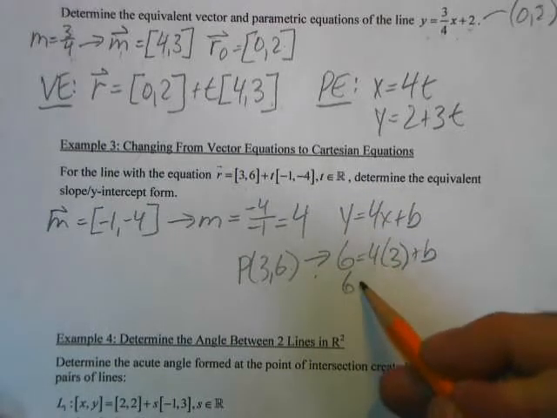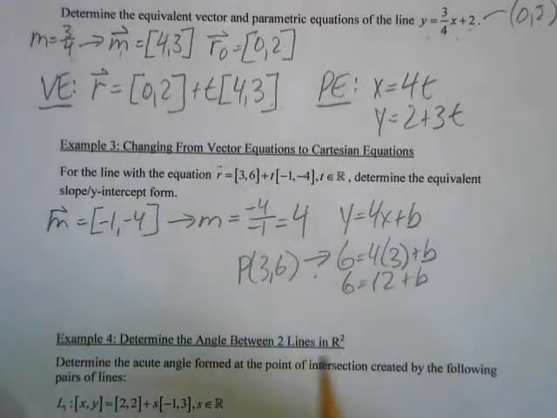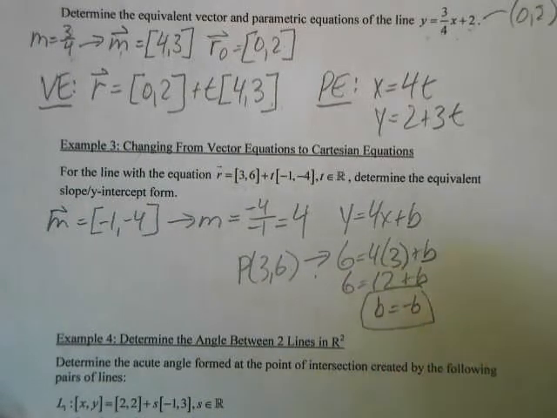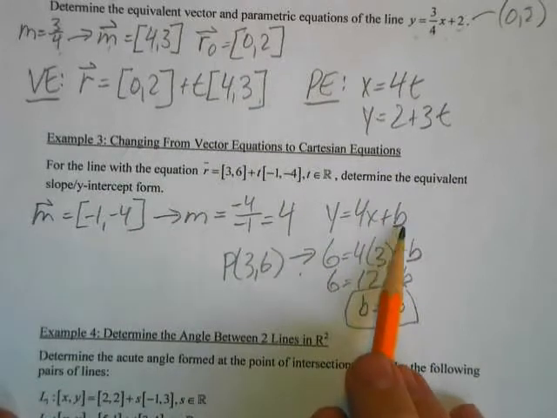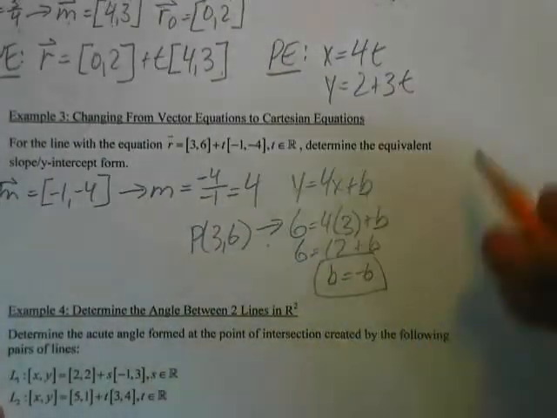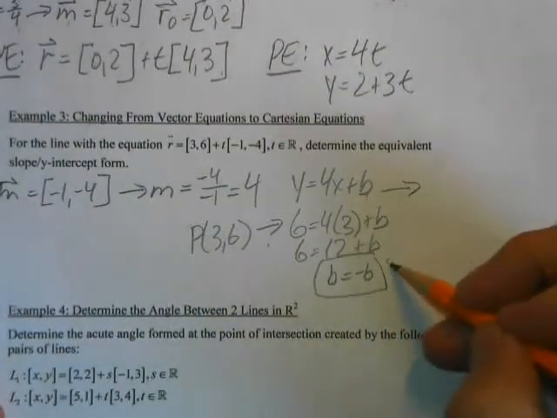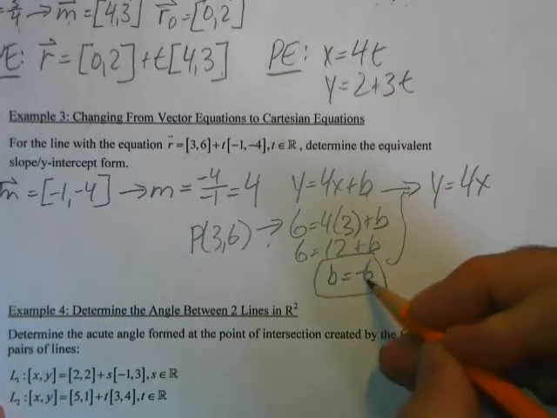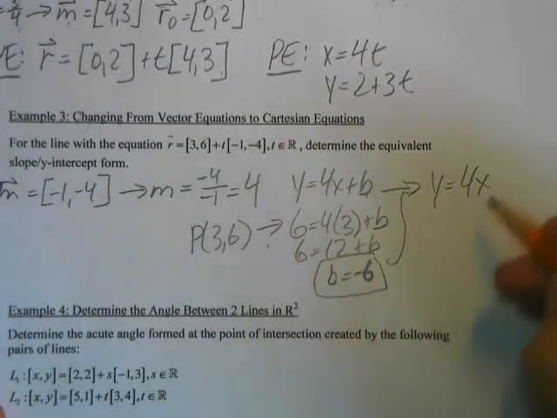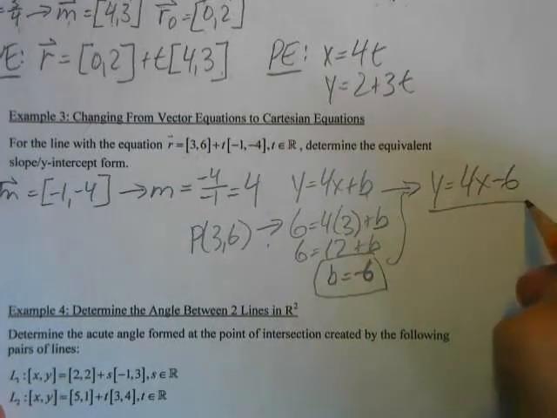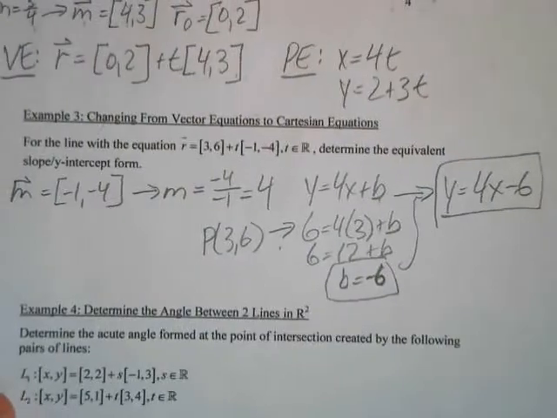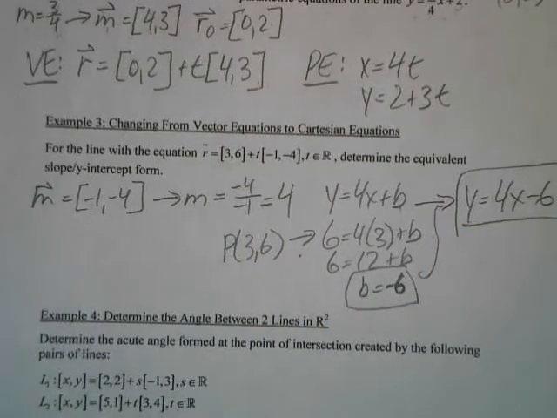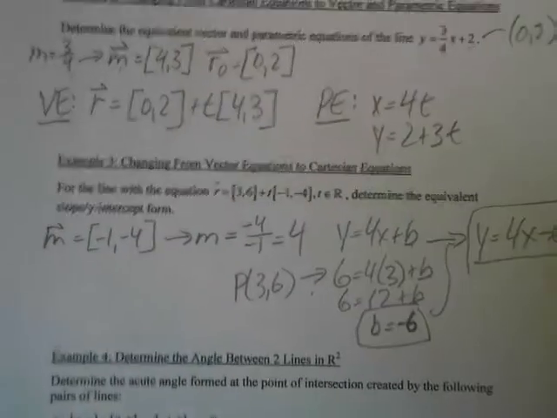So 6 equals 12 plus b. So that tells us b is negative 6. And now we just plug the value of b that we just got back into here. So y equals 4x minus 6. Make that nice and clear: 4x minus 6. And there's our slope y-intercept equation, which we created from the vector equation. So these are opposite processes.